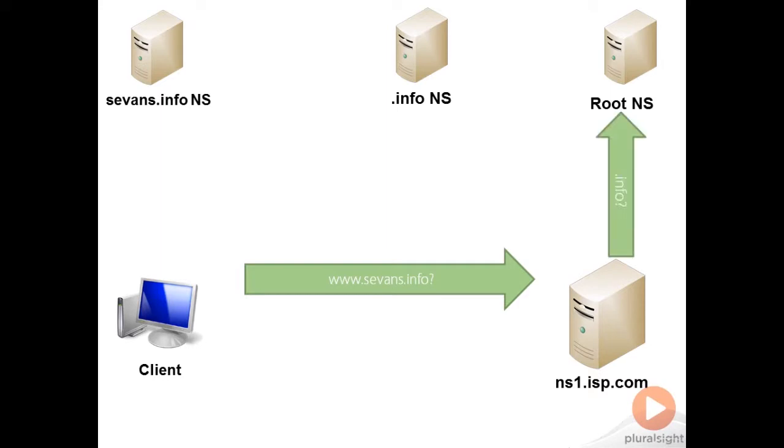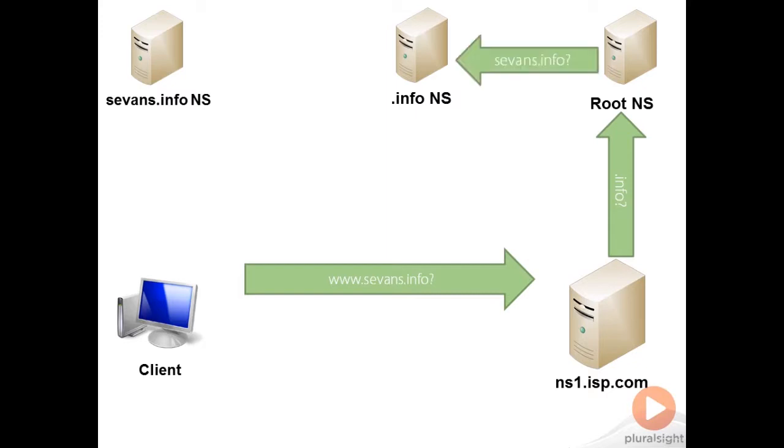where www.s7s.info is? Now, the root name servers only contain the name server locations for the top level domains. So it knows where the name servers are for .com, for .net, for .us, for .uk, for .info, etc. But that's the only thing it knows. It doesn't know specific information about anything inside of those top level domains. So the root name servers know where the .info name servers are.